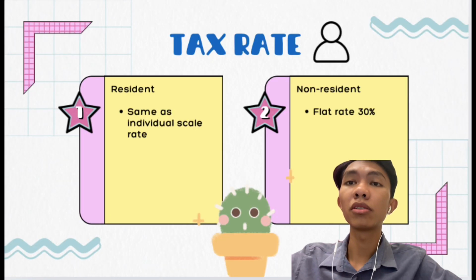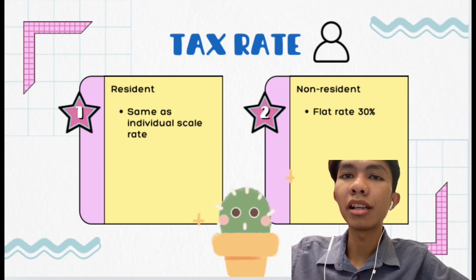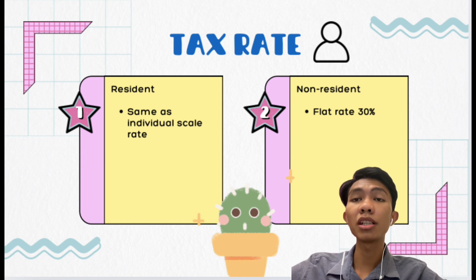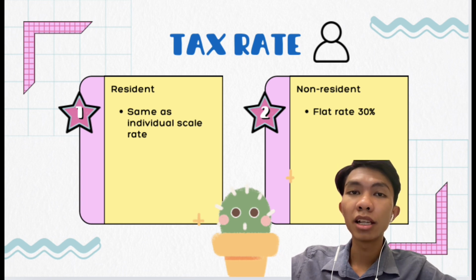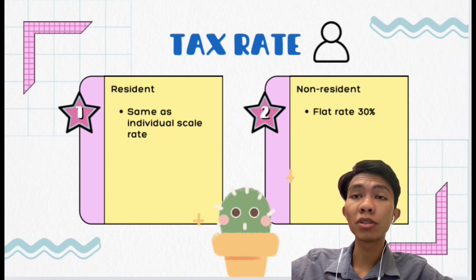Now I'm going to continue on the tax rate. The tax rate imposed on trade association is the same as an individual tax because it is a body. Therefore, scale rate is imposed on resident trade association. Meanwhile, a flat rate of 30% will be imposed on non-resident trade association.